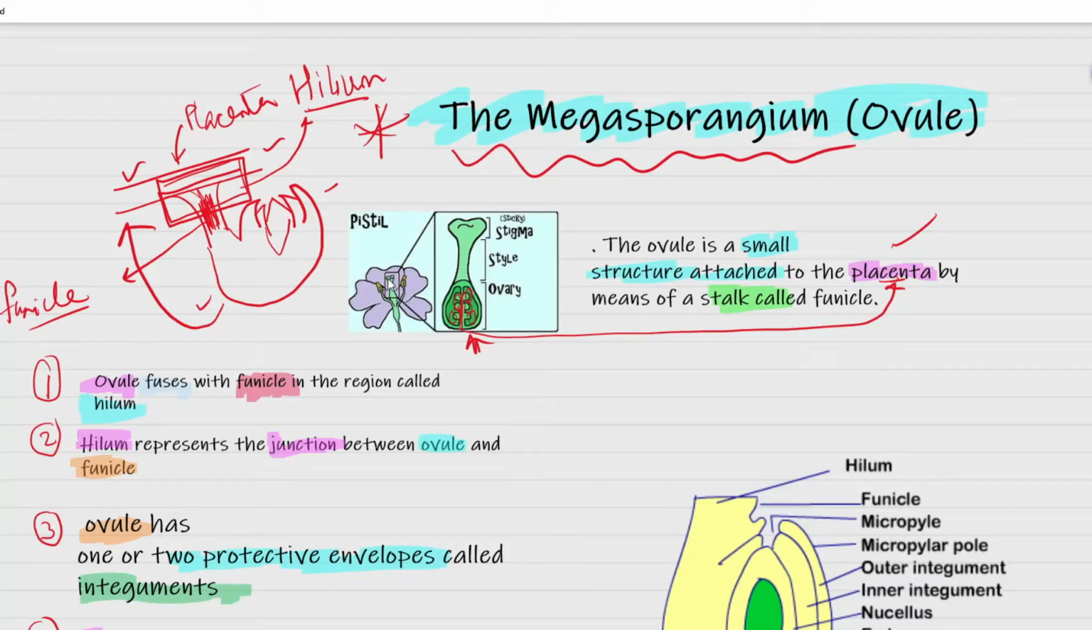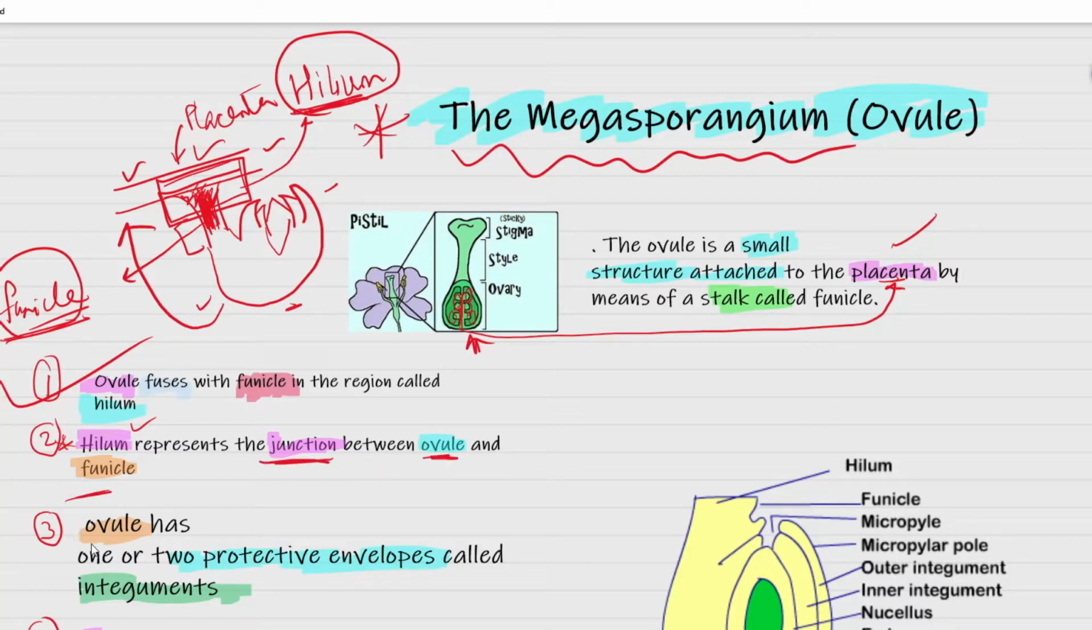Once again, I'm just recapping what I have discussed. Funicle is a stalk which helps to attach the ovule to the placenta. And what is the hilum then? The hilum is the region of attachment. Okay, let's move further. We have covered this first point. So how can we define the hilum? The hilum represents the junction between the ovule and the funicle.